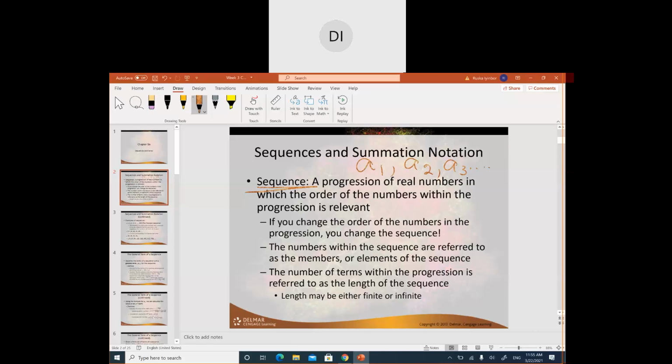And the number of terms, so how many numbers you have in that sequence, usually it's n, which is the last one. So n, the number of terms in that sequence, is the length of the sequence. So the length of the sequence is the number n, okay? You can have 5 elements in that sequence, you can have 10, whatever it is, it's n, which is the length of the sequence. And of course, the length could be finite or infinite. Okay, so if it continues forever, it's going to be an infinite sequence. Any questions here?